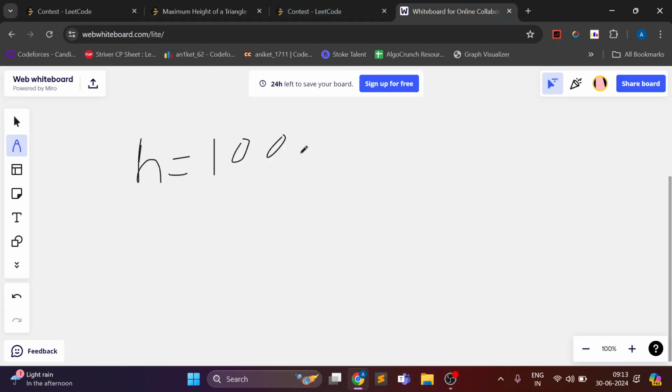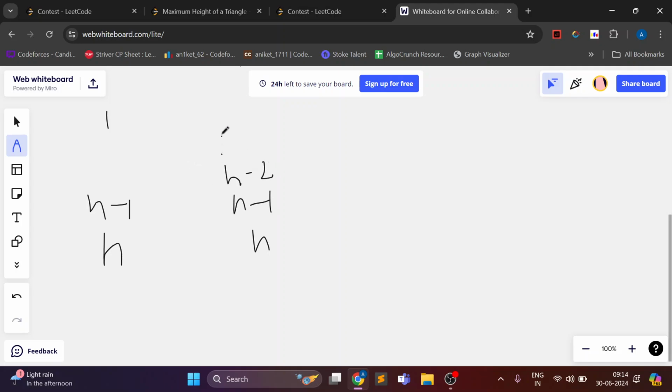I will iterate from 100 to 1, and for each height I will check if I can make a triangle of that height. If I can, I will just return that height, else I will move to lower heights. Now, how to check for any particular height? What would be the optimal configuration? Let's say I'm at height h and I'm trying to create a triangle like this down to 1. Here there will be h balls, h minus 1 balls, h minus 2 balls, up to 1.